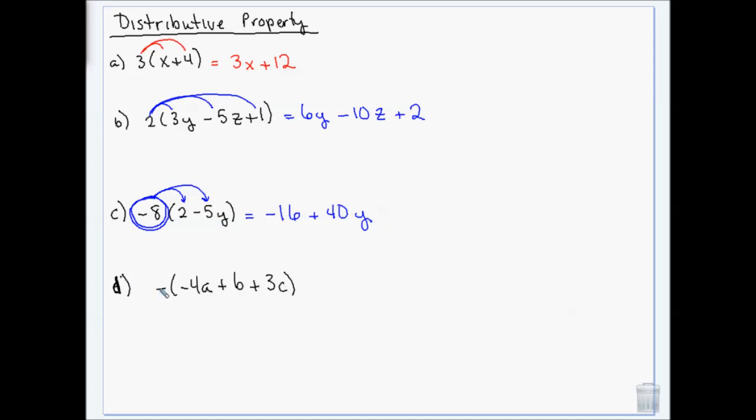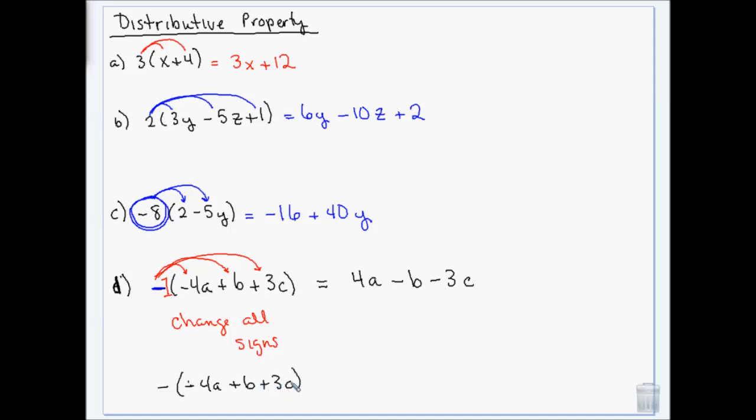Okay. And if you have just a negative out front by itself, it's kind of like a little invisible negative 1. So what I do is I multiply each of these things by negative 1, or change all the signs. So that negative out front makes that positive 4a, negative b, and negative 3c. So there's not really a 1 there, but it's like there's a 1 there. So you just change all the signs.